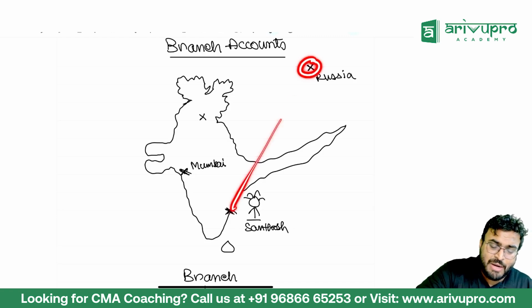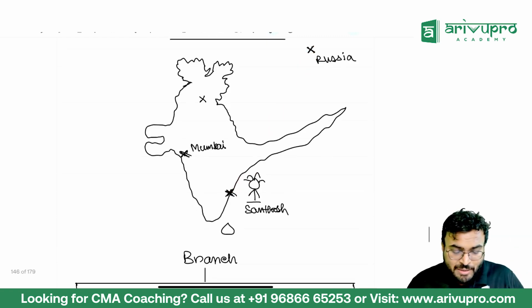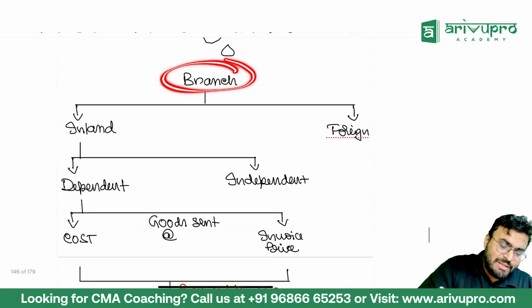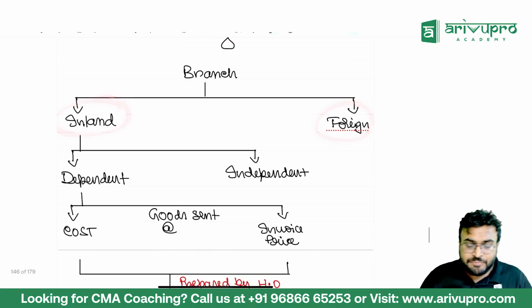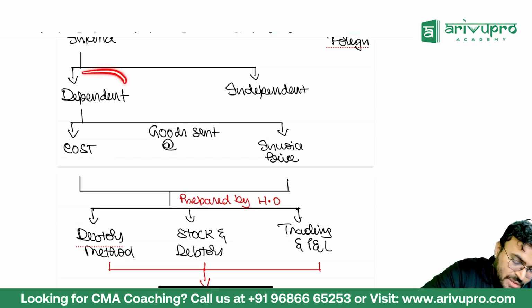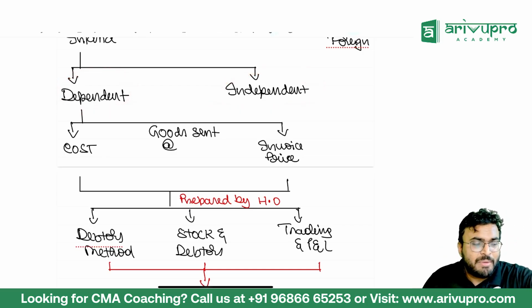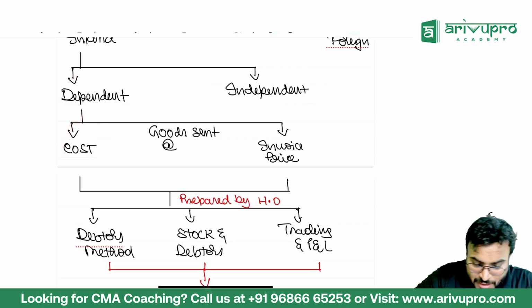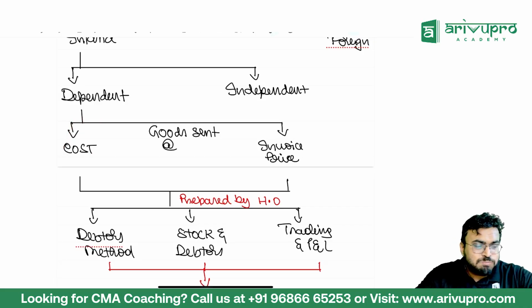But imagine you set up a branch over here. This becomes a foreign branch. Now in branch accounts, we have two types of branches: one is inland and another one is foreign. In inland branch itself, we have a couple of types, that is dependent branch and independent branch. In dependent branch or independent branch, what is the difference?